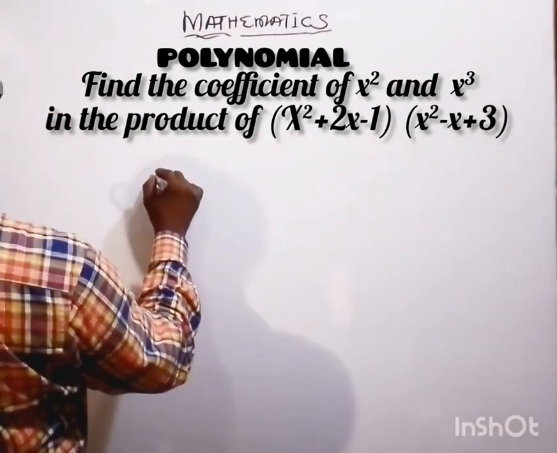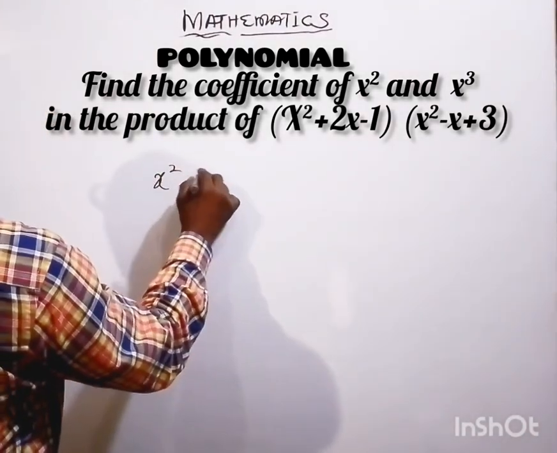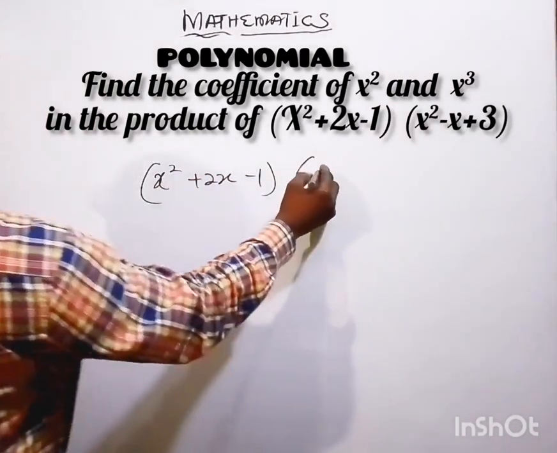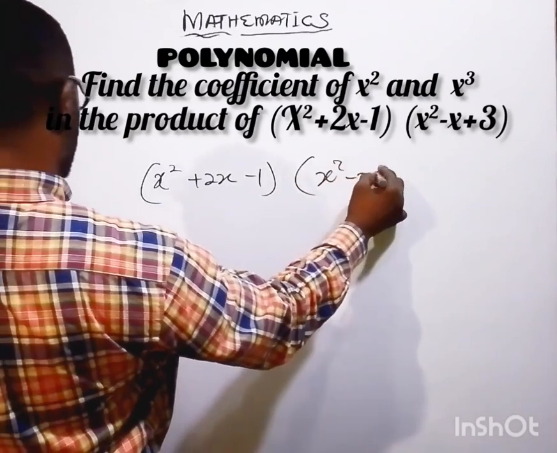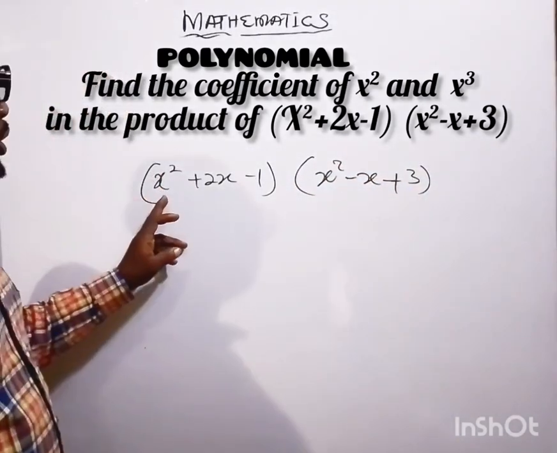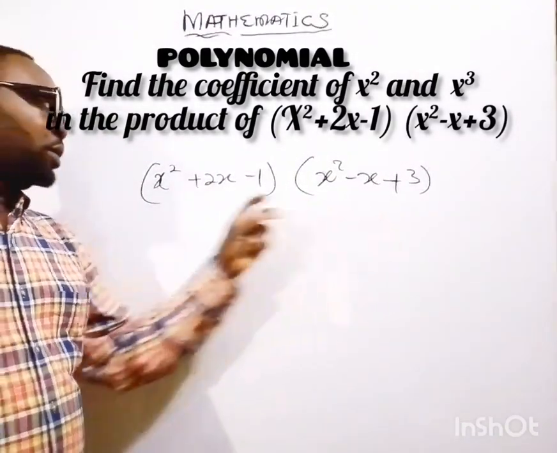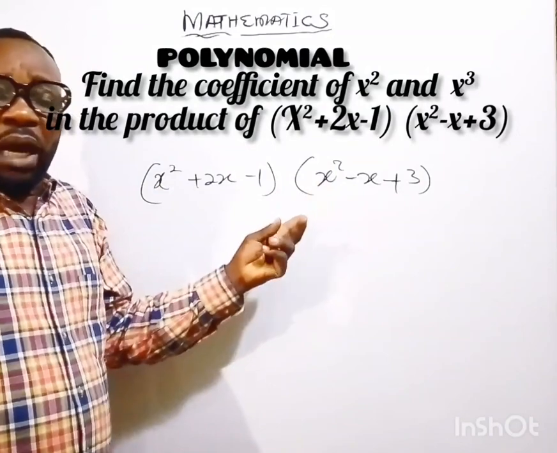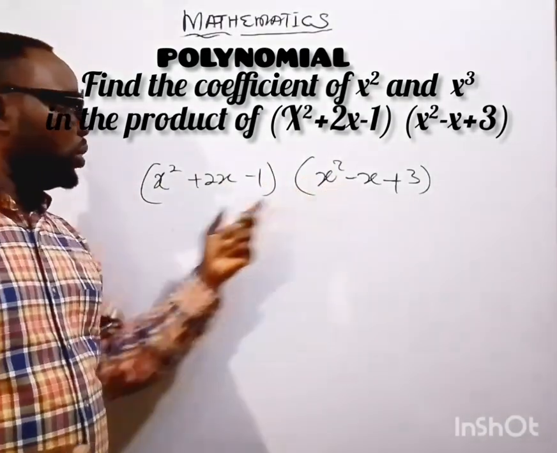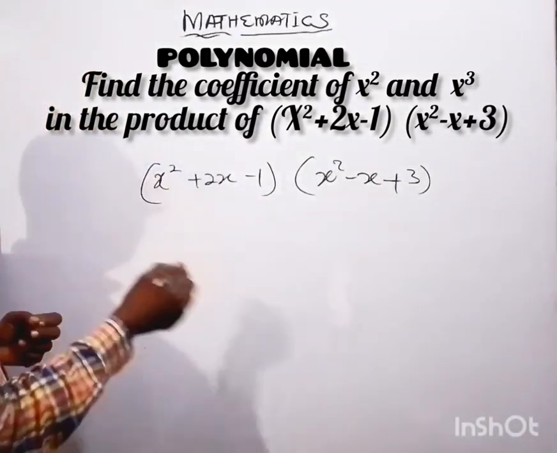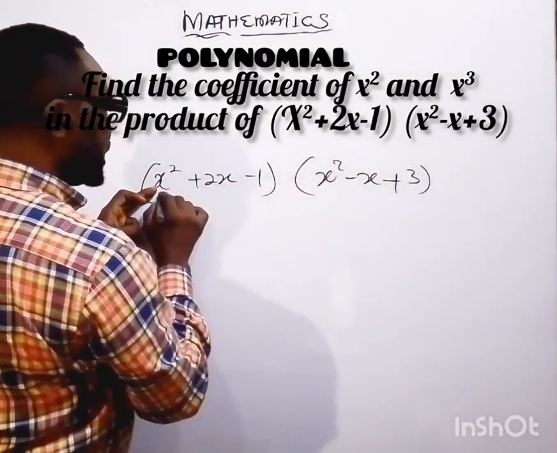I have the question to be x squared plus 2x minus 1, times x squared minus x plus 3. So now, if I want to do the multiplication right away, if I multiply this by this, that will give me x raised to the power of 4. I do not need to do any multiplication in that order. Let me quickly go to where I am interested in.